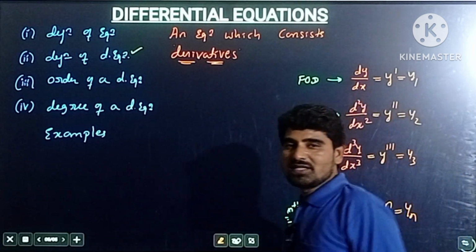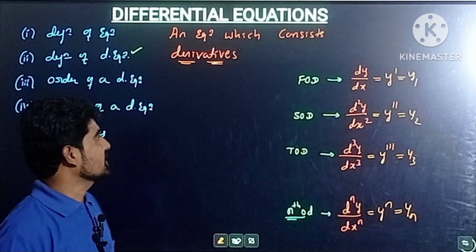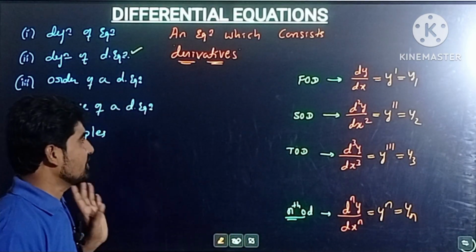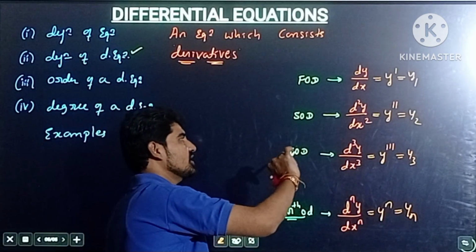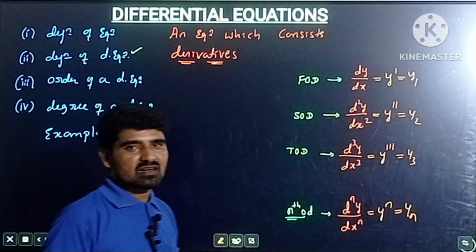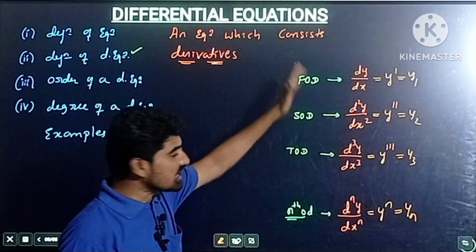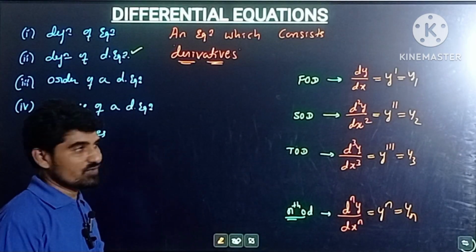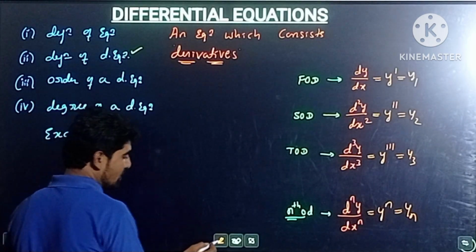I hope all of you understood the definition of the differential equation. Differential equation means an equation which consists of derivatives. It may be first order derivative, second order derivative, or third order derivative, or all of these. Then such an equation is called as one of the differential equation. So let us consider one example.